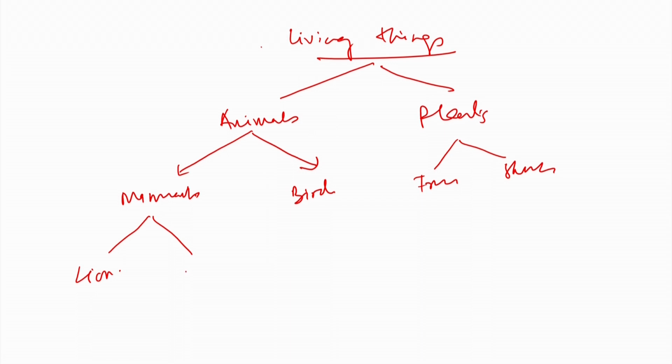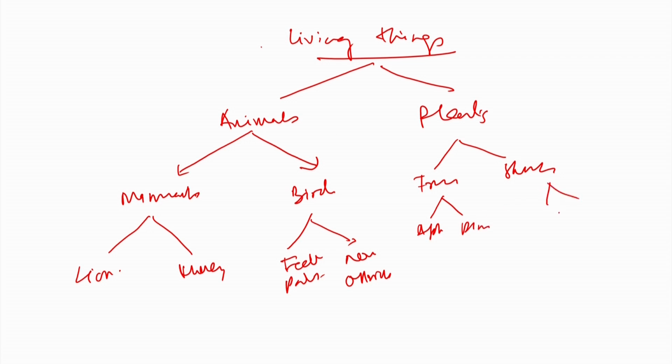And so, within mammals I will further have, let us say, lion and tiger as one category, and the other mammal category is monkey and orangutan. Within birds I will have the feathered birds, so something like a parrot, and I will have a non-feathered bird, so something like an ostrich. And within trees I will have an apple tree or a pine tree, and shrubs similarly, let us suppose I have A and B.